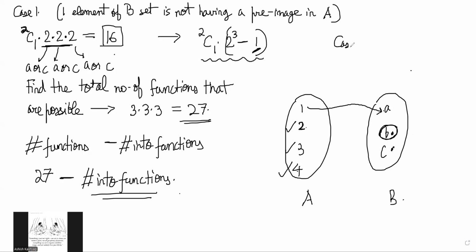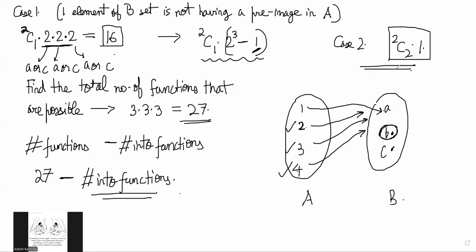And then case 2 is that case. Case 2 is that case where you have 2C2 and there is one way. So basically, I don't want to exclude the function where all the elements are pointing just to A, right? So this is the other into function that is possible. And here, both the elements B and C are missing, right? So the number of onto functions becomes for us 27 minus, we have 2C1, 2 cube minus 1 plus 2C2 into 1.